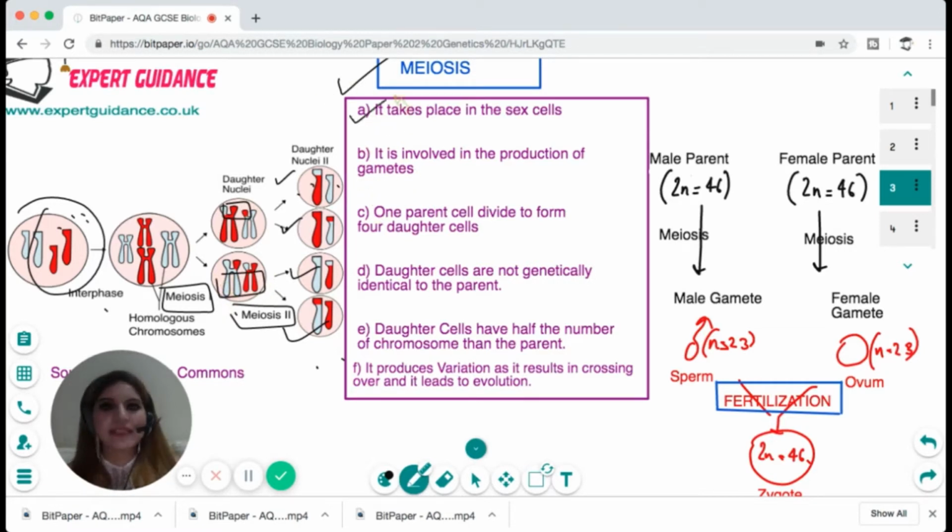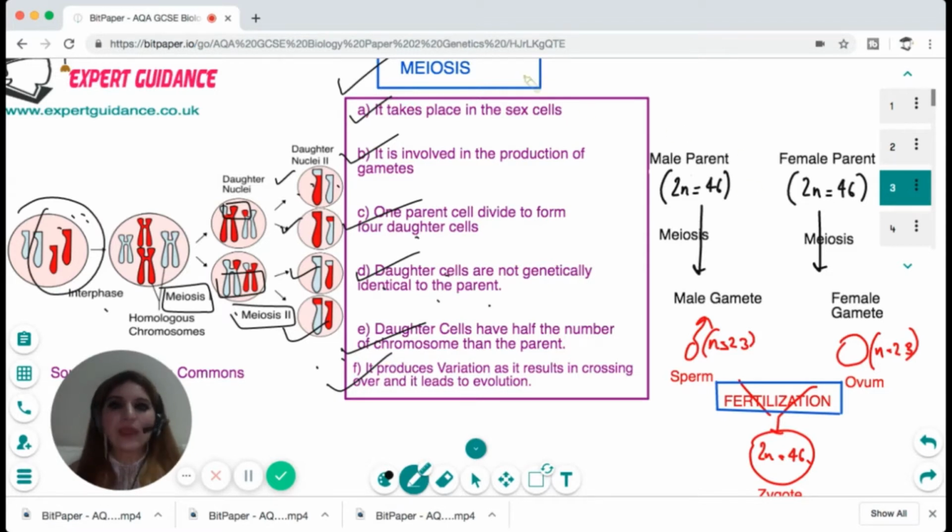It takes place in the sex cells. It is involved in the production of gametes. One parent cell divides to form 4 daughter cells, and the daughter cells are not genetically identical to the parent, and the daughter cells have half the number of chromosomes than that of the parent. It produces variation as it results in crossing over and leads to evolution. Okay, so I hope this concept of meiosis is clear to you.